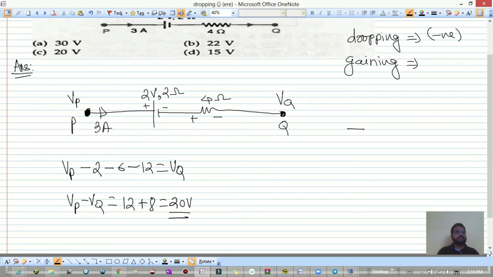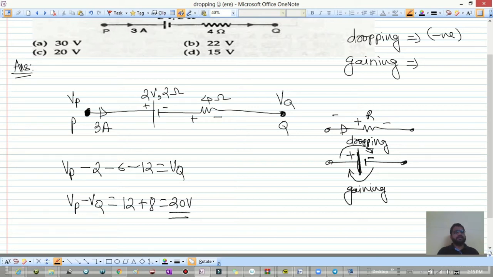In the resistance always remember current flows from higher to lower, right, in the resistance. And for a battery always remember higher terminal, that is longer terminal, is positive, and the smaller terminal is always the negative, right? So if you go from positive towards negative, it is dropping, and if you go from negative towards the positive, it is gaining.